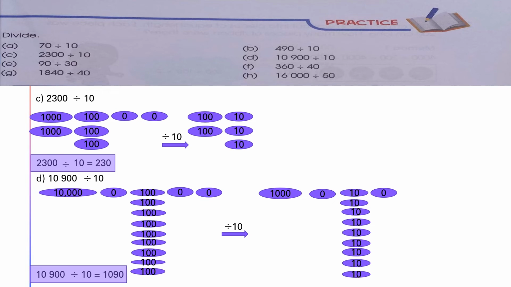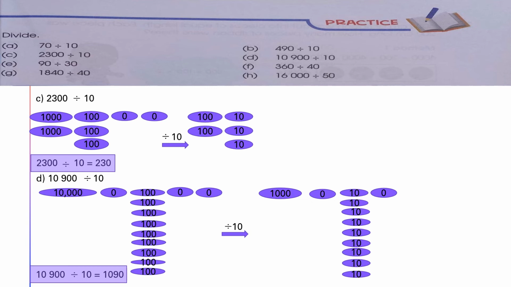For part C, we have 2,300 divided by 10. 2,300 is 0 ones, 0 tens, 300 and 2,000. After division by 10, we have 200 and 3 tens. So 2,300 divided by 10 is equal to 230.